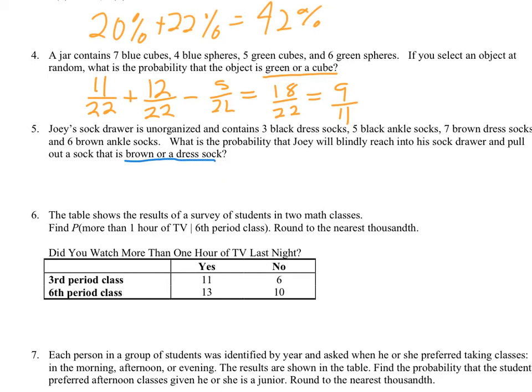We've got 3, 5, 7, and 6, so that's 21 total socks in there. Brown socks, we've got 7 and 6, so that's 13 out of 21. Plus dress socks, that's 3 and 7, so that's 10 out of 21. But then we double counted the brown dress socks, so we would subtract 7 out of 21. There are other ways you can do that, but this one turns out to be 16 out of 21. And again, I would just leave it like that. No need to mess with that at all.